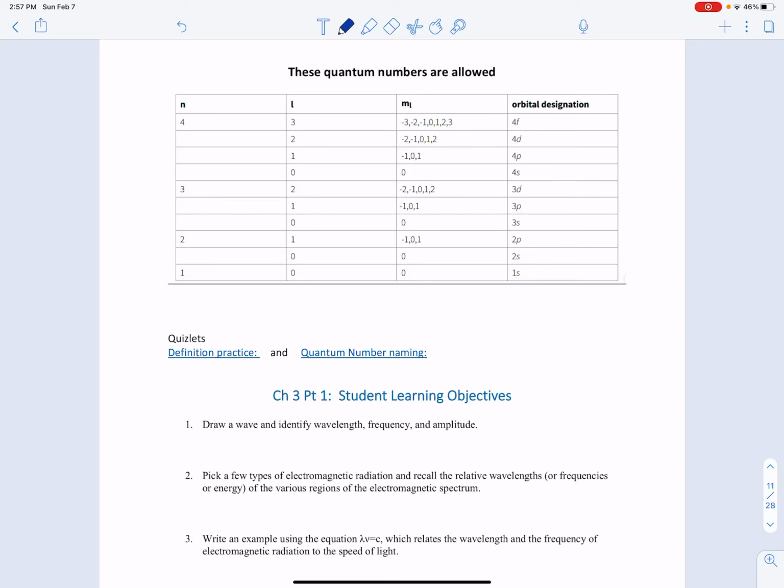All right, and lastly, if you don't want to have to keep up with what is where and what is allowed and what is not allowed, this kind of summarizes it for you. In the fourth energy level, you can have a D, you can have an F, you can have a P, and you can have an S. And then within the F, there are 7 orbitals. 1, 2, 3, 4, 5, 6, 7. So 7 possibilities. You can be any of these directions of the F orbital.